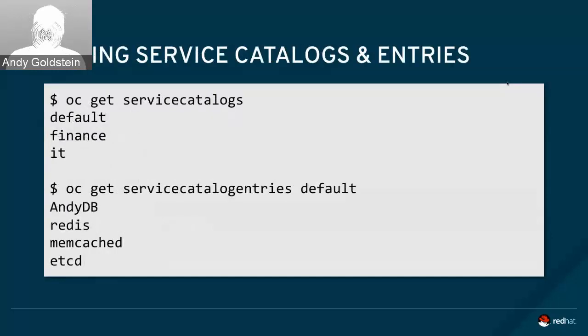And similarly, if I wanted to take a look at what service catalogs existed, I could run OC get service catalogs. And in this example, you can see default, finance, and IT. And then if I wanted to see what individual entries existed in a given catalog, I could run OC get service catalog entries default, and then I would see AndyDB, which was the one that we just looked at. And then I've got some other examples here for, say, Redis, Memcached, and etcd.